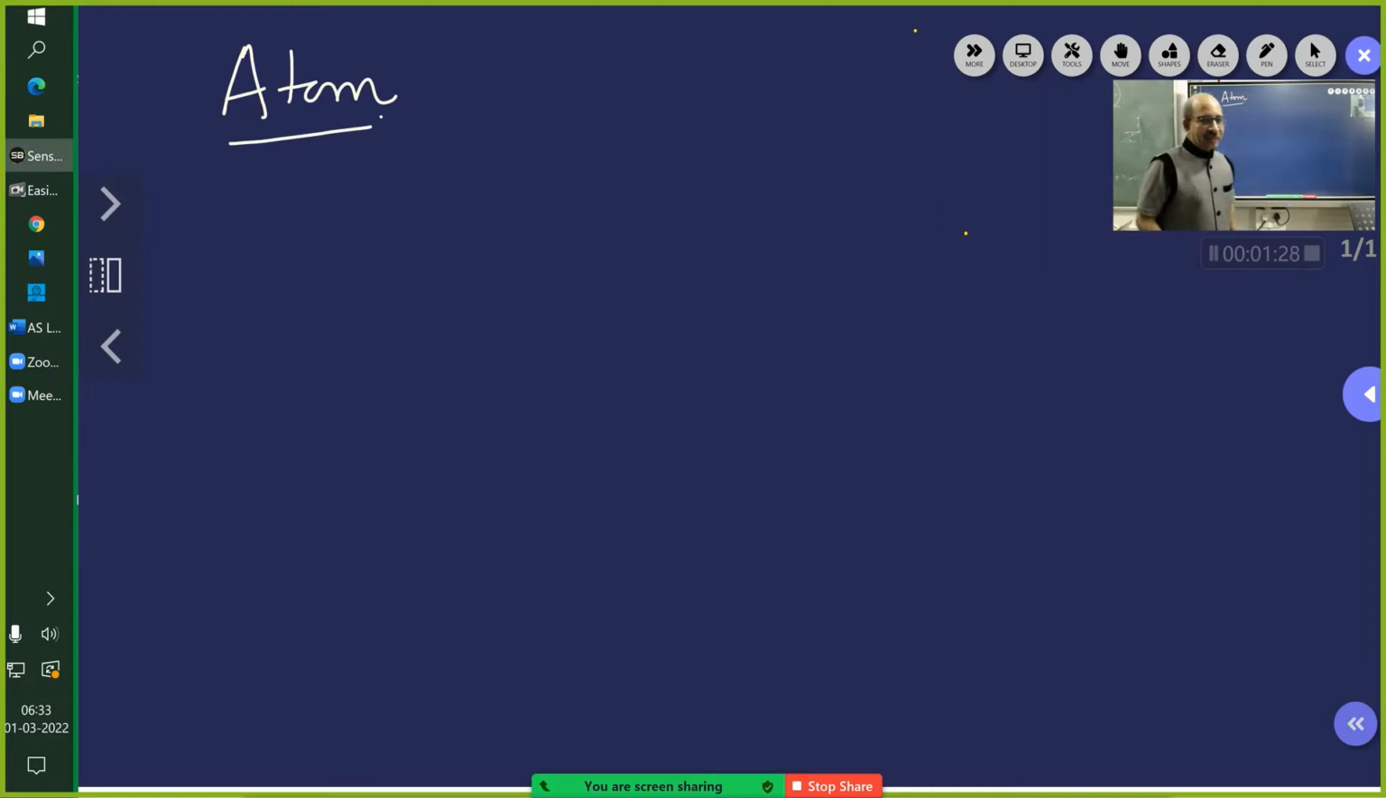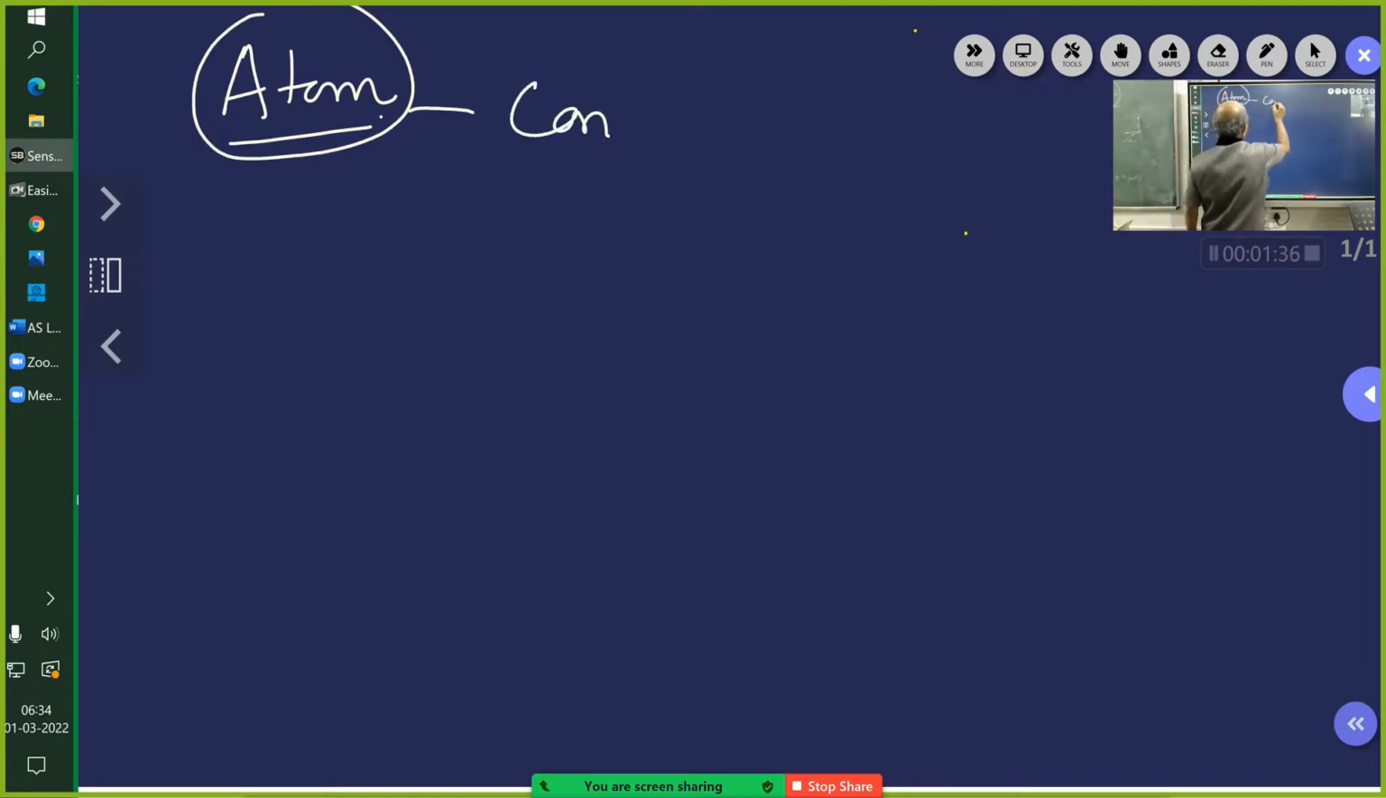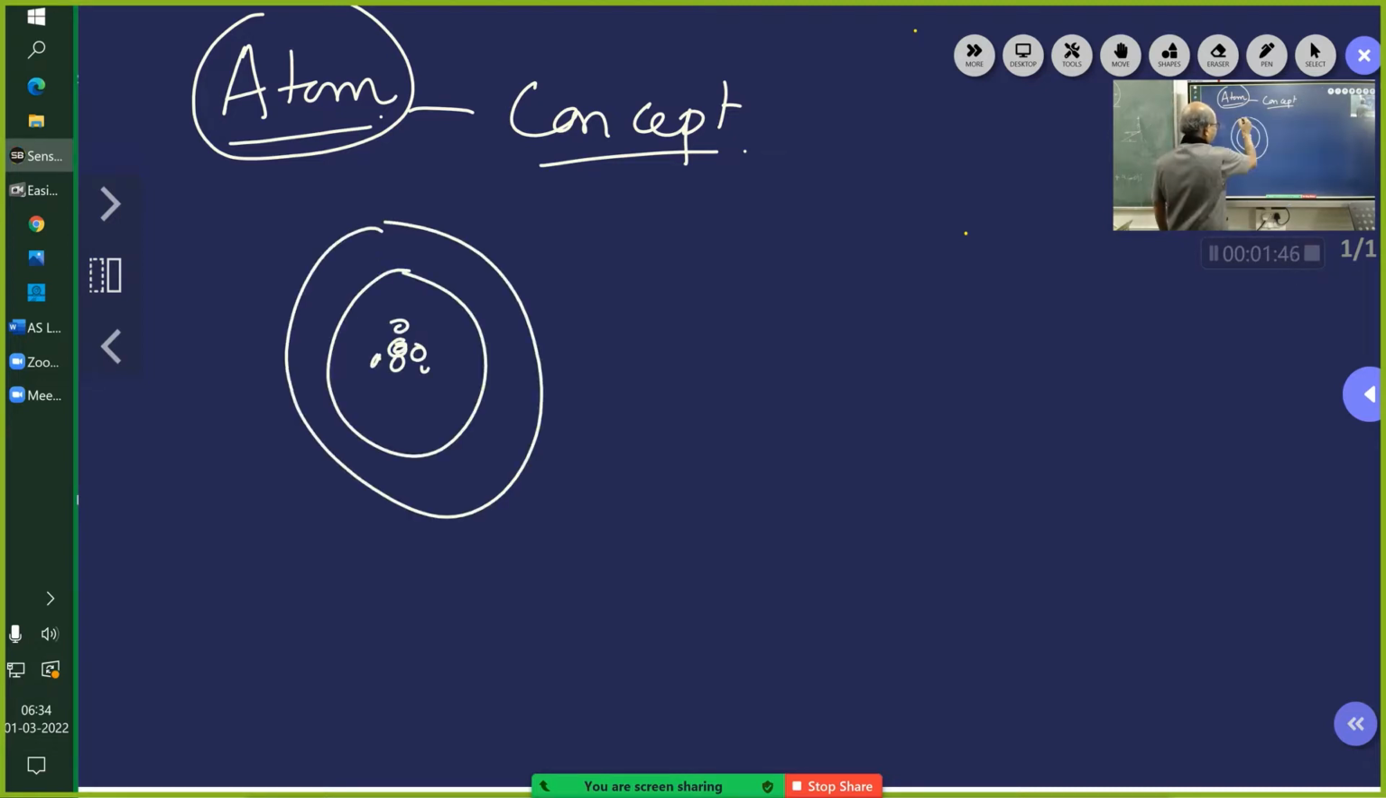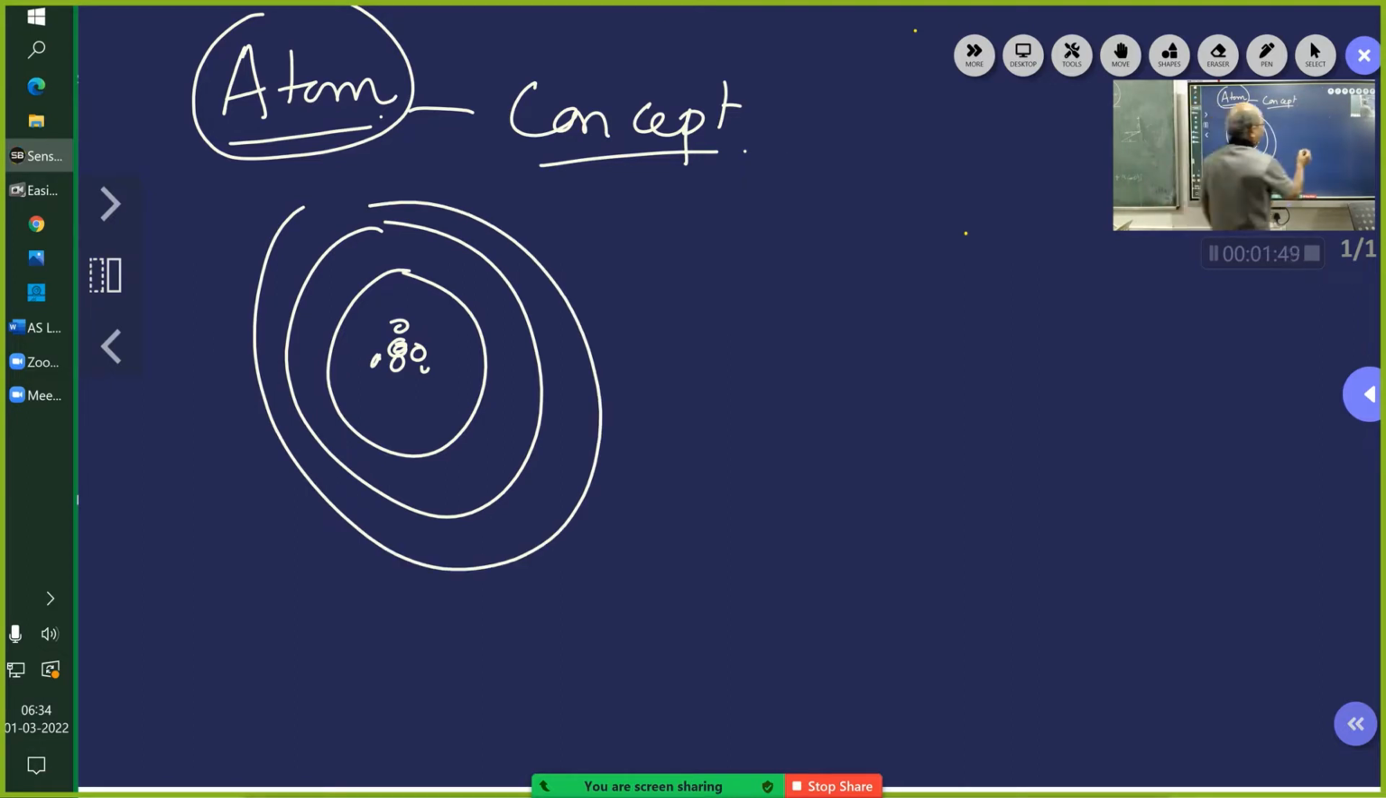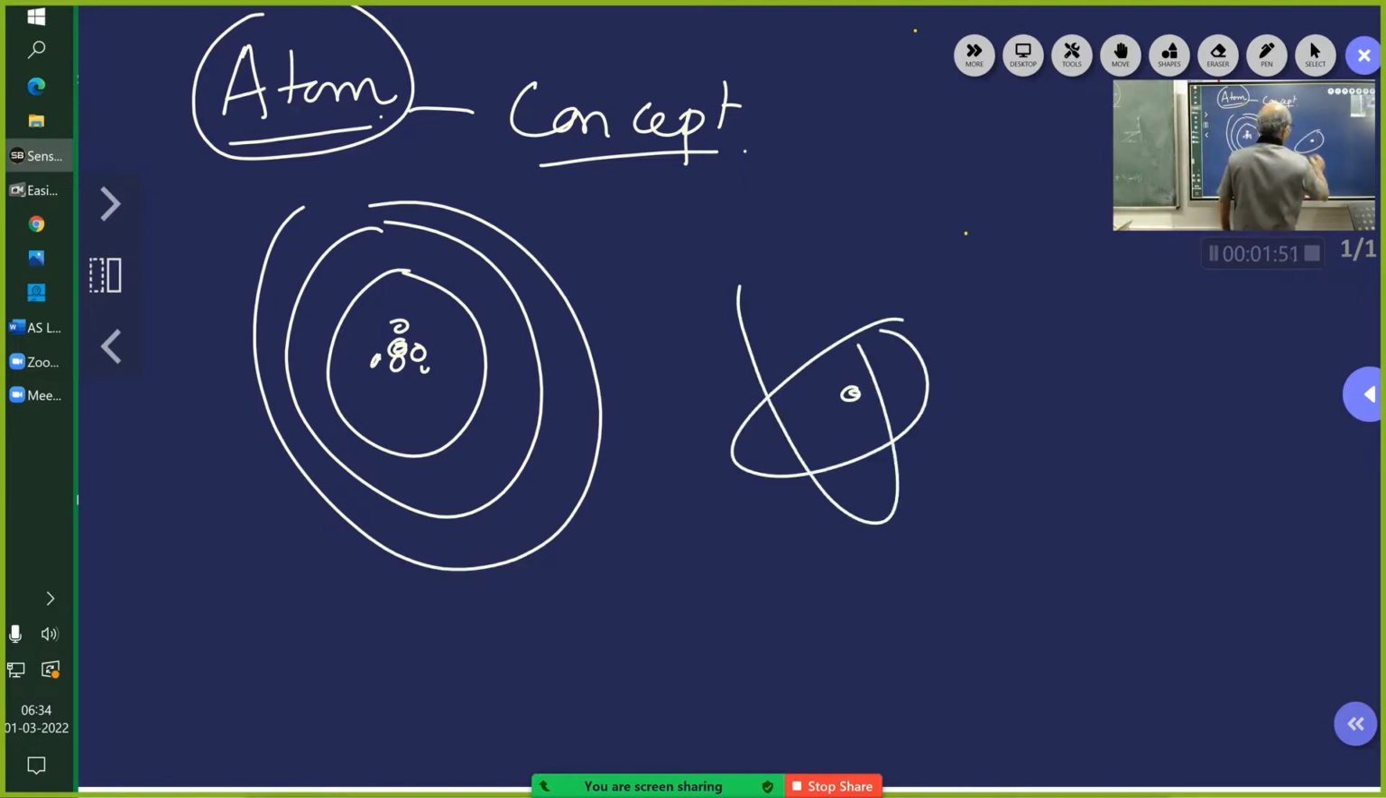Well, students, this atom as such is something which all of you know. I don't have to elaborate much. But what I would like to appreciate from all of you is that treat this atom as a concept. Very important. You treat this as a concept, and whatever diagrams you see in all the books, like this, or diagrams like this, because right from 8th standard we have been seeing these diagrams.